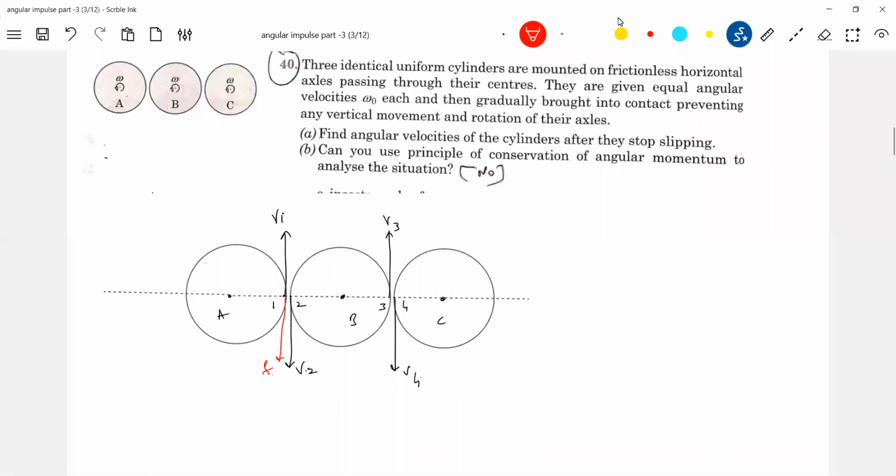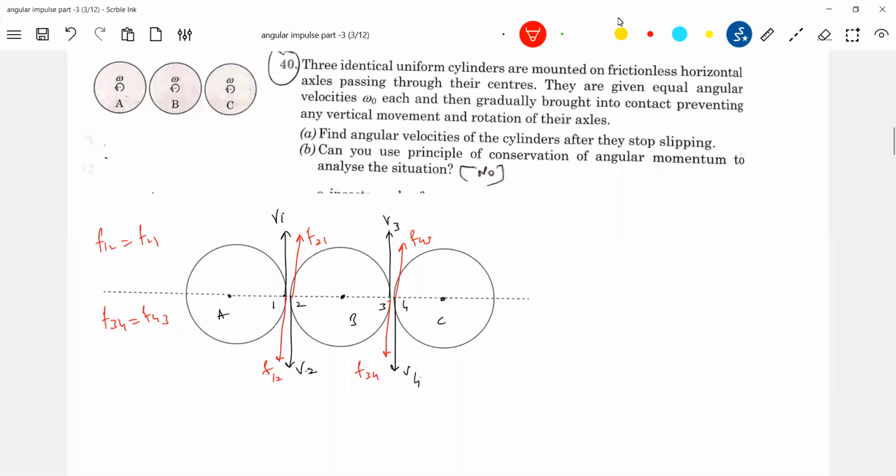I'll call this friction F12. Similarly, what is velocity of point 2 with respect to 1? V21 downward. So the friction on this should act in this direction, F21. In fact, F12 is equal to F21. Similarly, velocity of 3 with respect to 4 will be upward. So the friction here should act like this, F34. And the magnitudes F34 equal to F43.